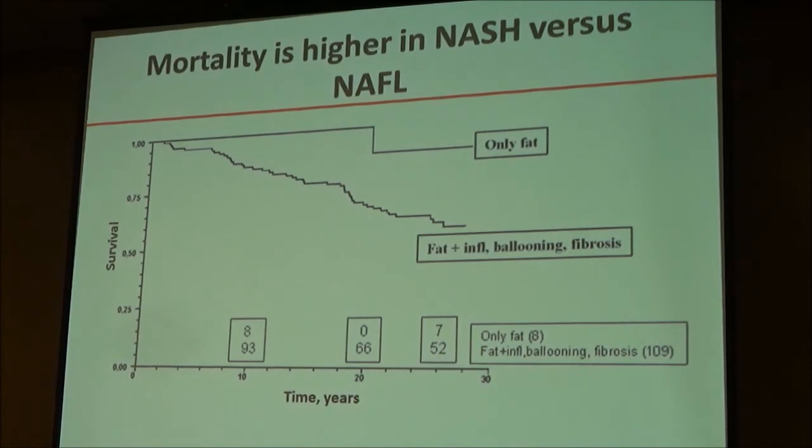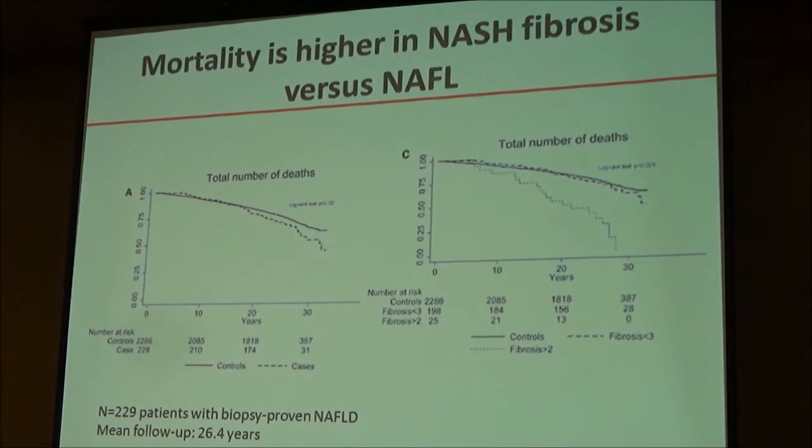And this slide just shows that they looked at patients that had just simple fat in the liver, so only fat. And then they looked at patients that had fat with ballooning and fibrosis. And you can see here that there was a higher mortality rate on the lower bar in those patients that had NASH compared to those patients that just had simple steatosis. And this is an interesting slide too. So for NAFLD itself, they did a study where they looked at 229 patients that had biopsy-proven NASH or NAFLD. And they compared that to over 2,200 patients that were not diagnosed with fatty liver. And over time, you can see on the bottom line here that those patients that had just NAFLD had increased mortality.